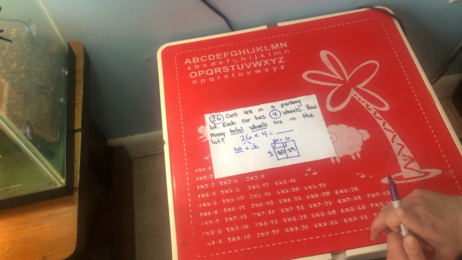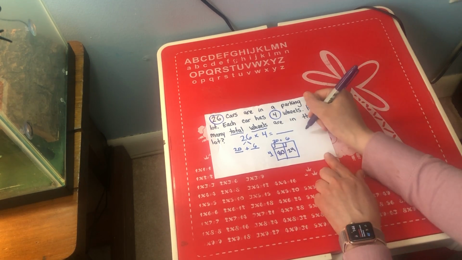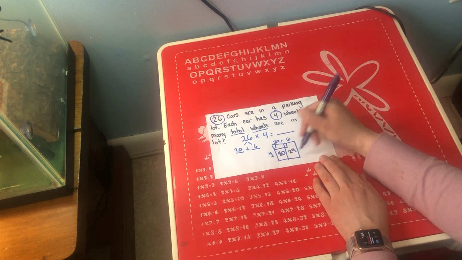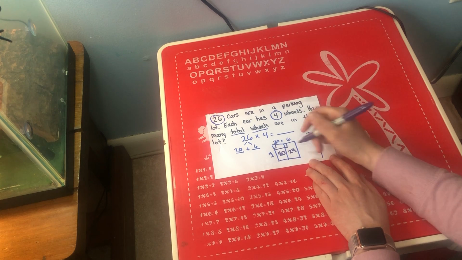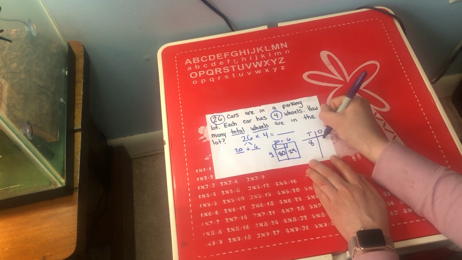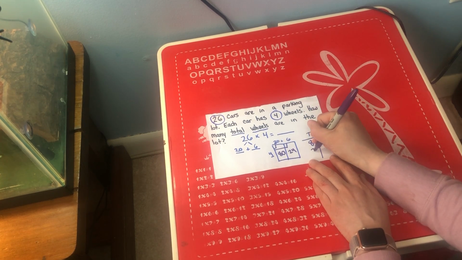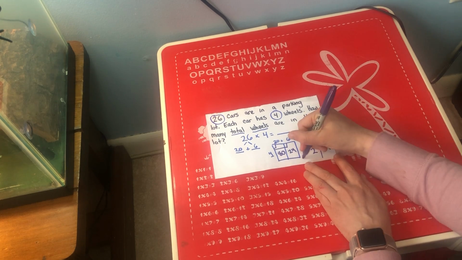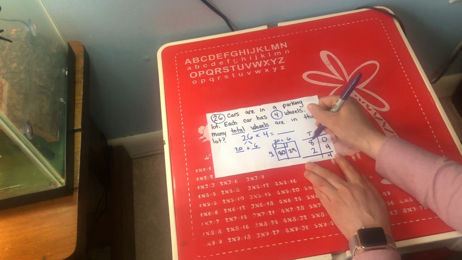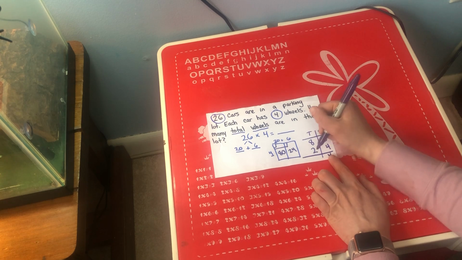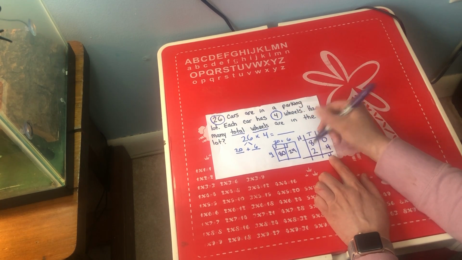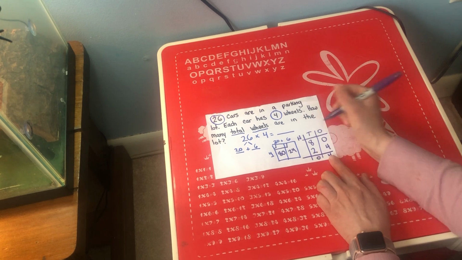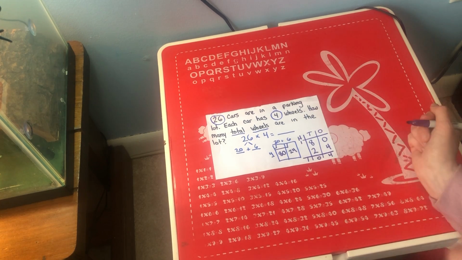Then I just need to add my partial products. So I don't have any hundreds. I have tens and ones. 80 is 8 tens and 0 ones. 24 is 2 tens and 4 ones. 4 plus 0 is 4. 8 plus 2, actually I lied, I do have hundreds technically. 8 plus 2 is 10. Write my 0, regroup my 1.